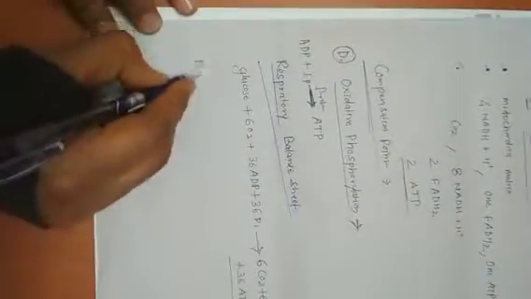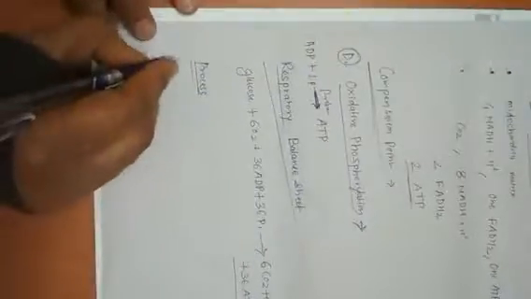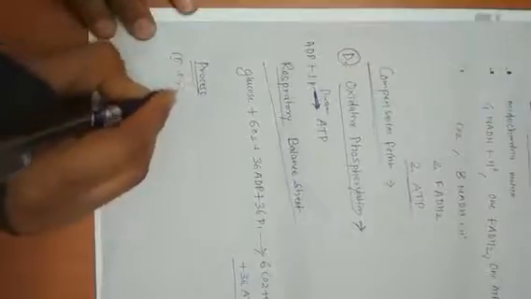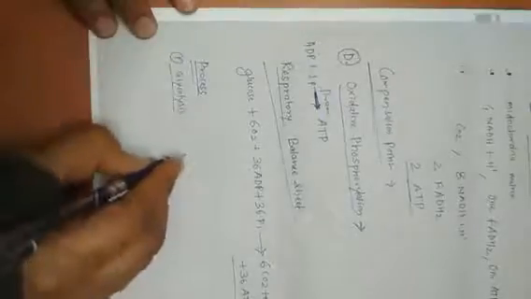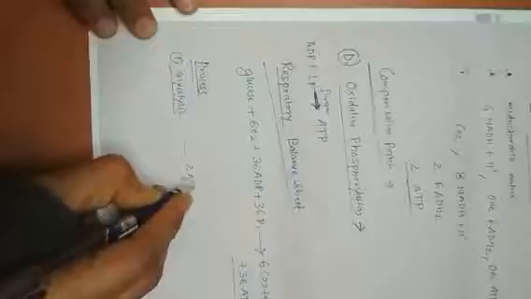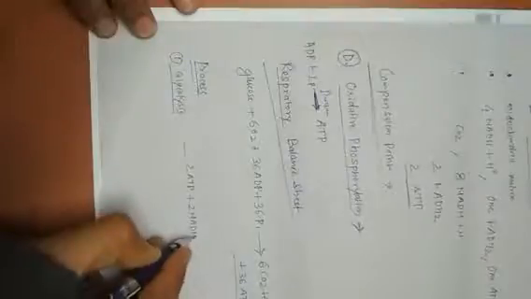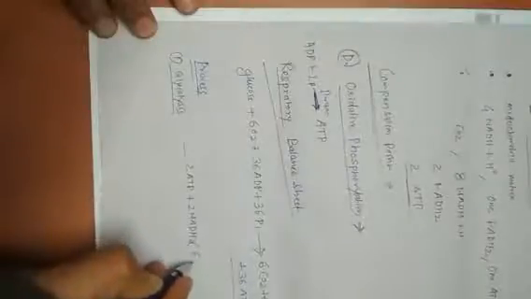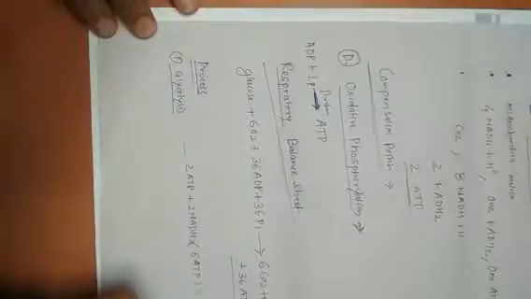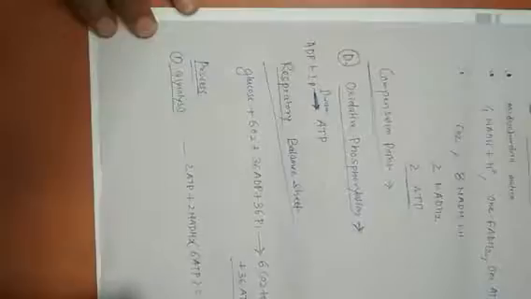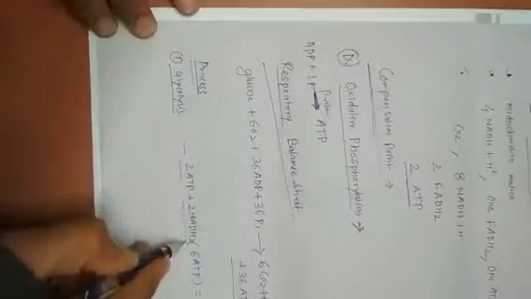Now, what is the total ATP production? Process number 1, glycolysis. In glycolysis, 2 ATP and 2 NADH2, which means 6 ATP, equals a total of 8 ATP.